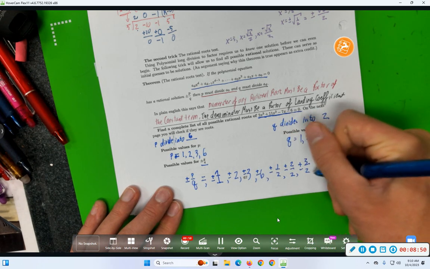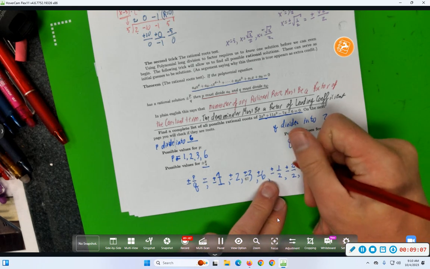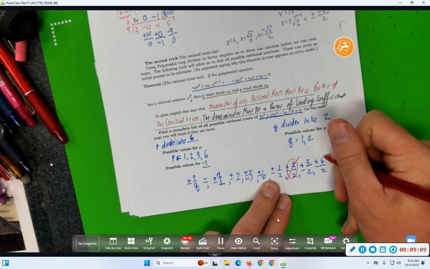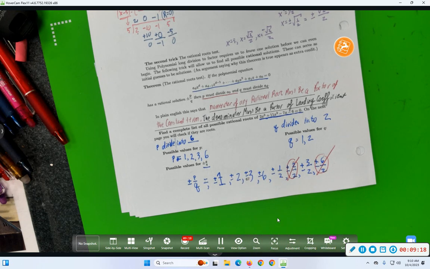And I said there would be some redundancy in this list. What is the redundancy you see in this list? 1 and 3 are listed twice. I don't need to list them twice, so those I can eliminate. That reduces the number I need to test by some: 1, 2, 3, 4, 5, 6. With a plus or minus sign, that's 12 possibilities.